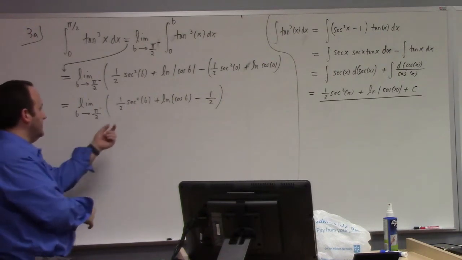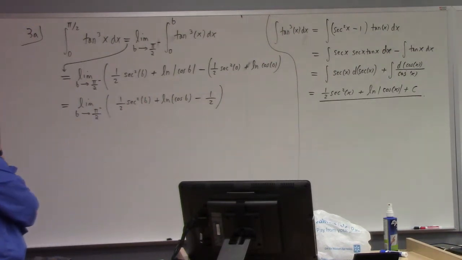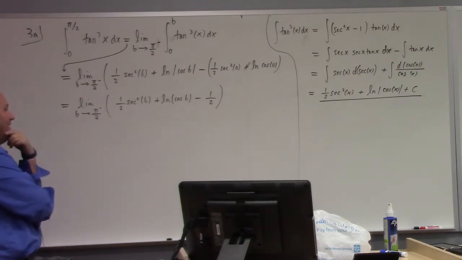So how is this behaving? Oh, yeah, because cosine of b is going to 0, which means that the log of a very small positive quantity is what? Negative infinity. And how about secant squared? Yeah, that's going to positive infinity. So we got infinity minus infinity, which we just cancel out, right? And the answer is minus a half? Good. All right. So that would be bad logic, yes.